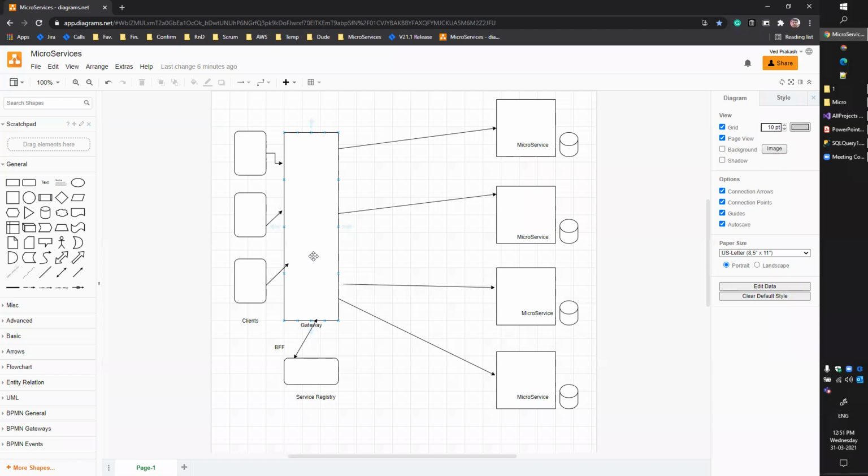I read somewhere that we can use Cognito as well for authenticating. Yes, that also can be used. That's true.